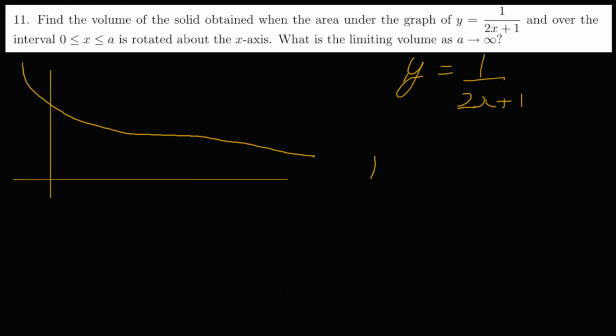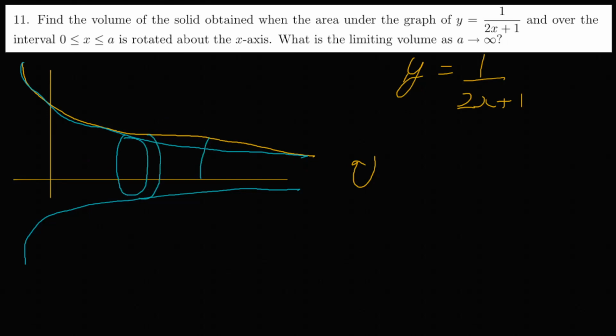So if we rotate it about the x-axis, I will draw in blue what we are going to get. This will go exactly as it is, and we'll get the same thing, even under. This is a 3D shape if you can visualize it. These are all circles, circular discs. We are asked to find this volume as it's going to infinity, from 0 to infinity. So let us see how we approach this.